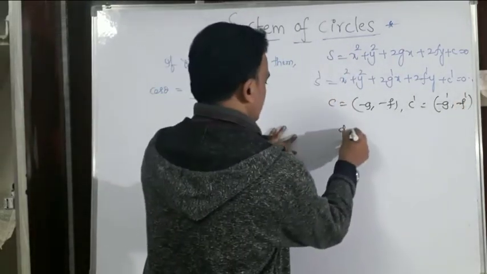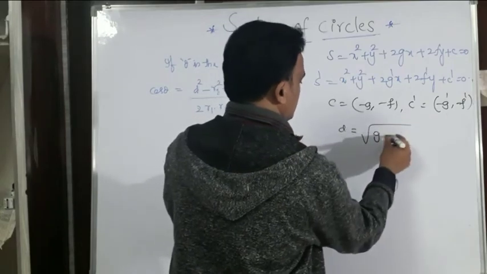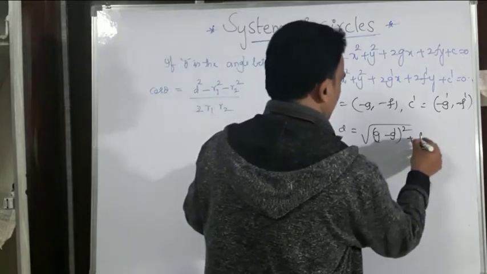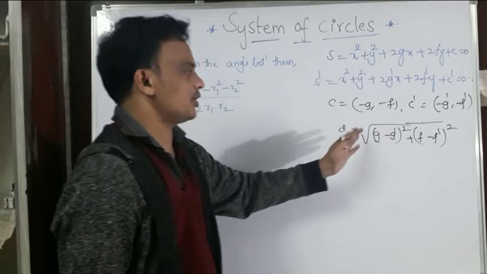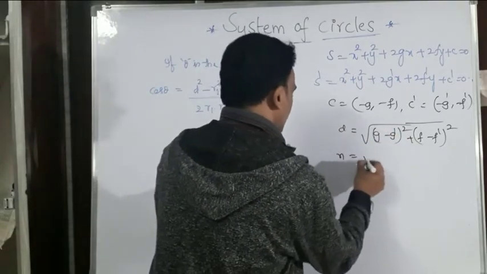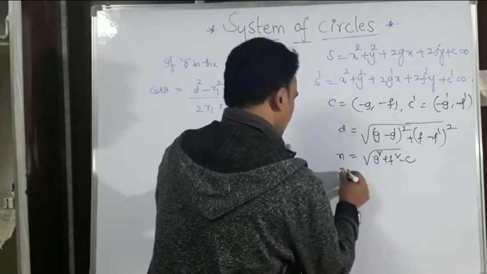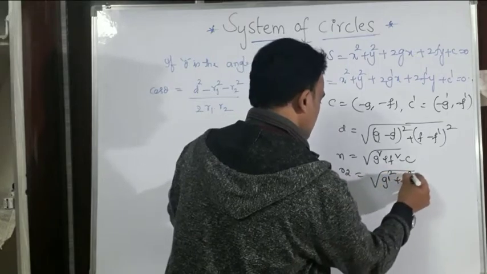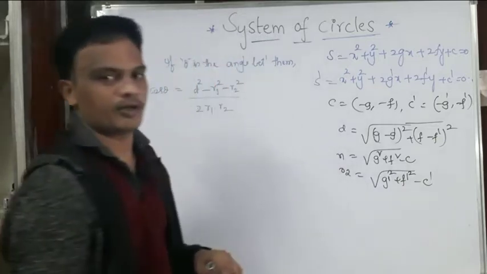So what is d? It is the square root of (g minus g dash) whole square plus (f minus f dash) whole square, the distance between the centers of the circles. R1, the radius of the first circle, is the square root of g square plus f square minus c. R2 is the square root of g dash square plus f dash square minus c dash.